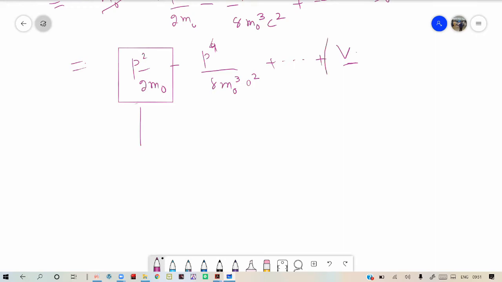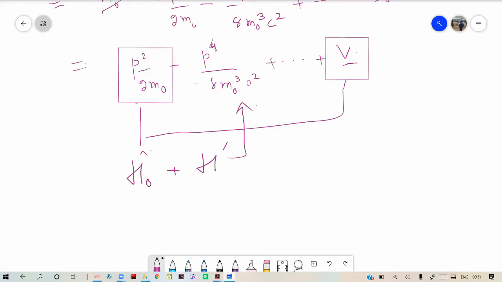So this term plus this term, these both will form H zero. And plus, I can write H dash, which is from this term onwards. So this becomes the unperturbed part, and this becomes the perturbed part.